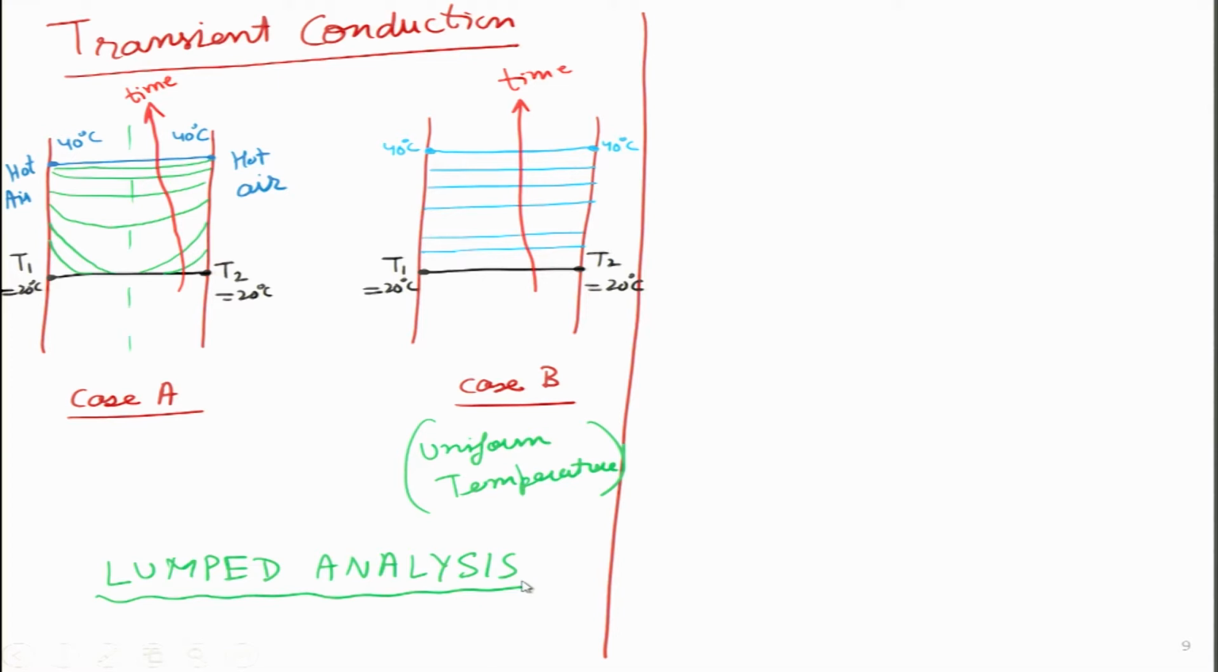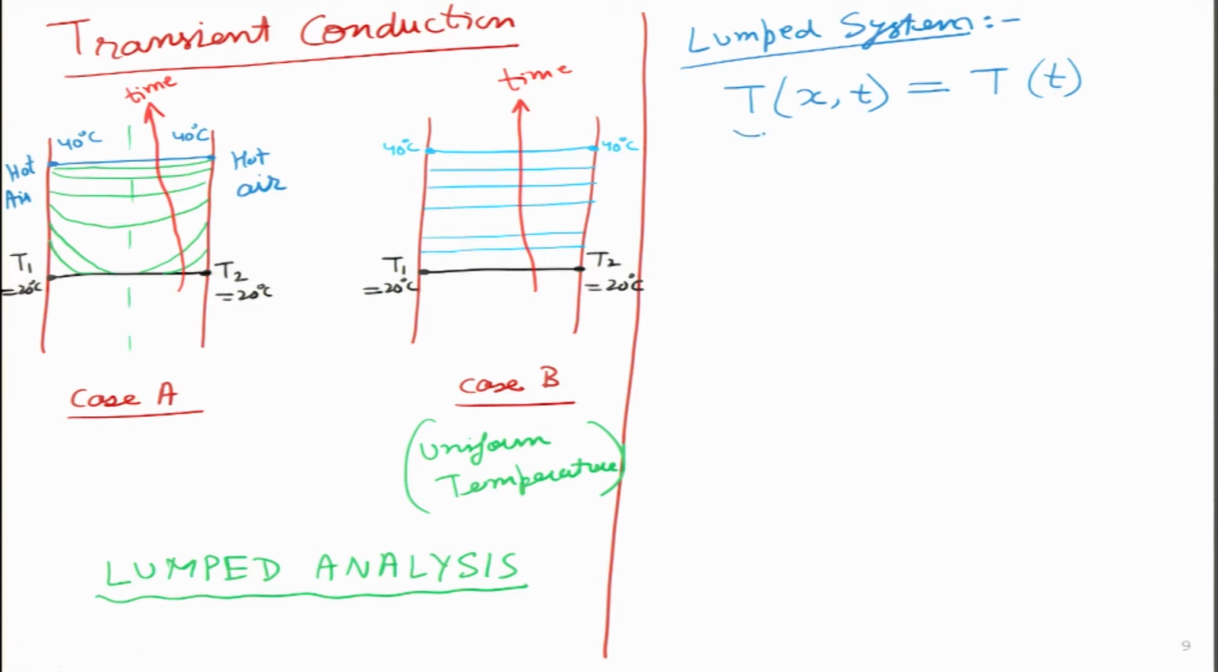Now with this particular background, let us formally define what exactly a lumped system is. A lumped system is a system in which the temperature throughout remains uniform. It can only change with time. So mathematically, if I have to write what I just said in words, I would represent it like this.